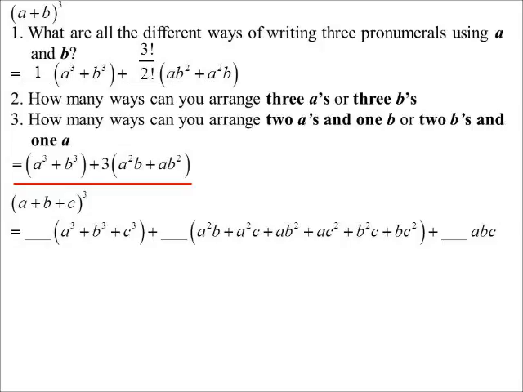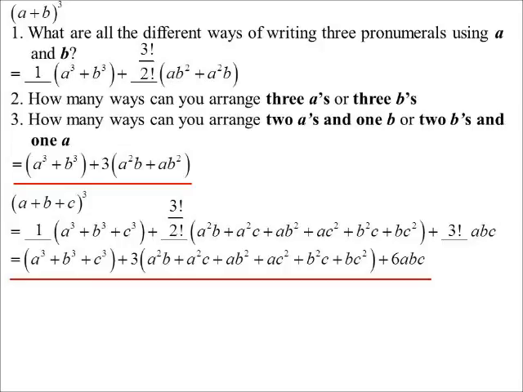What will the coefficients be? Same question. How many ways can I arrange A cubed? 1. How many ways could I arrange 2 A's and a B? Same as that. How many ways could I arrange A, B, C? 3 factorial. So the expansion of A plus B plus C all cubed is A cubed plus B cubed plus C cubed, 3 lots of all the pairings there, and 6 lots of A, B, C.